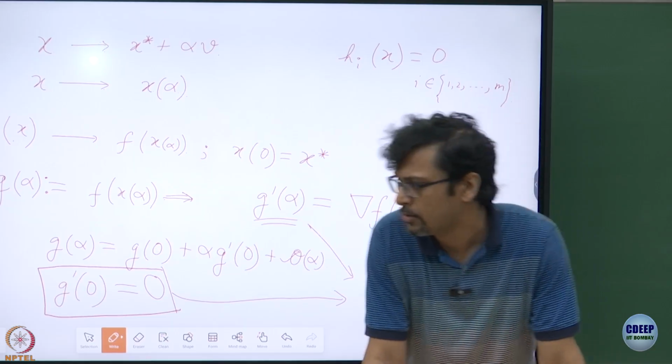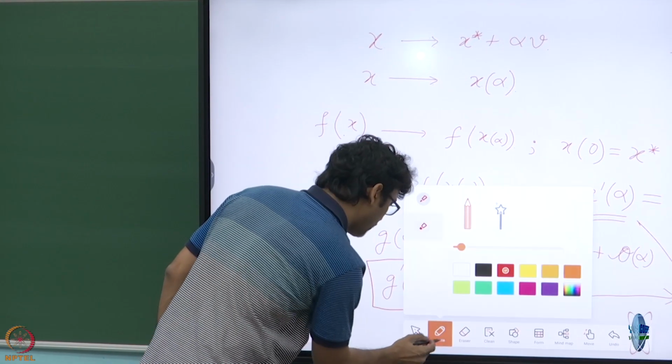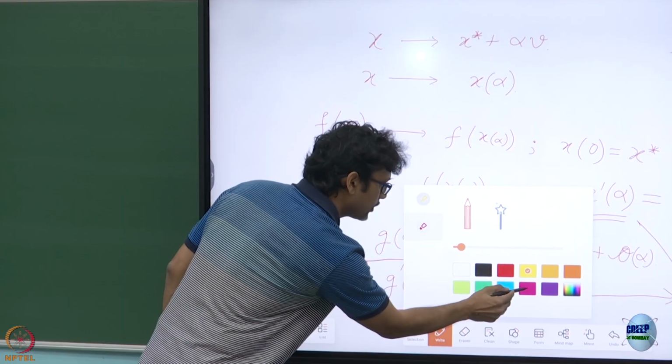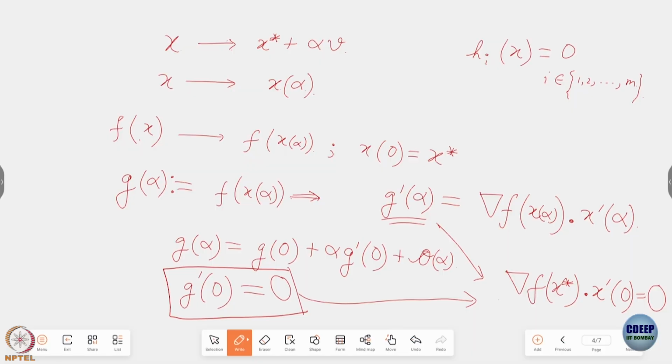What does this mean? What is, I wonder, the interpretation of this term, maybe in blue here? What do you think? No, forget about the dot product. I'm just asking about the term I have circled here in blue. What is the interpretation of this term?